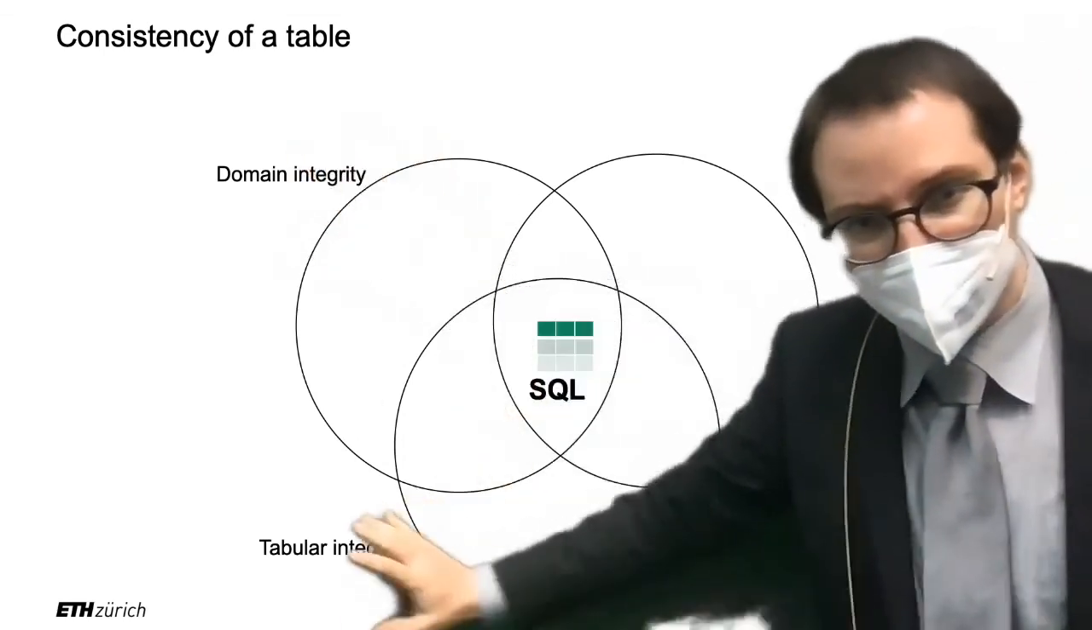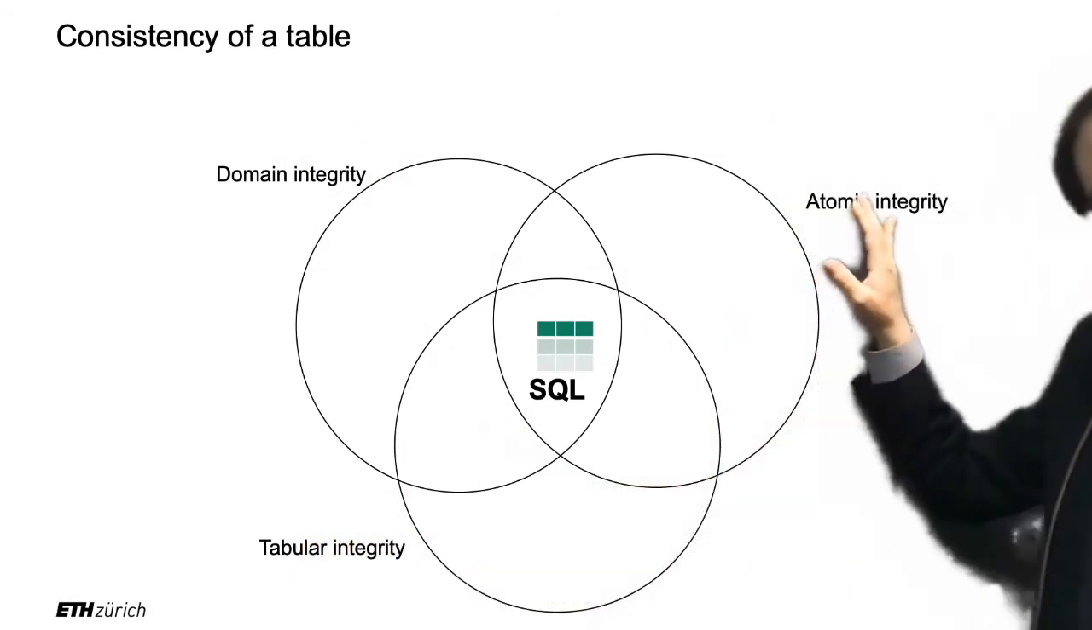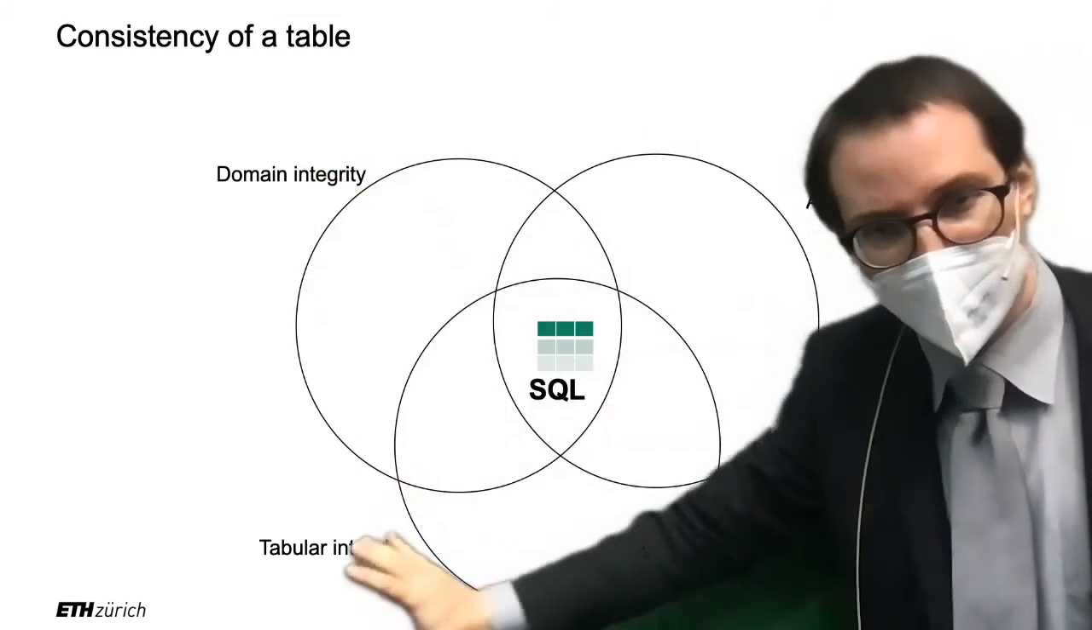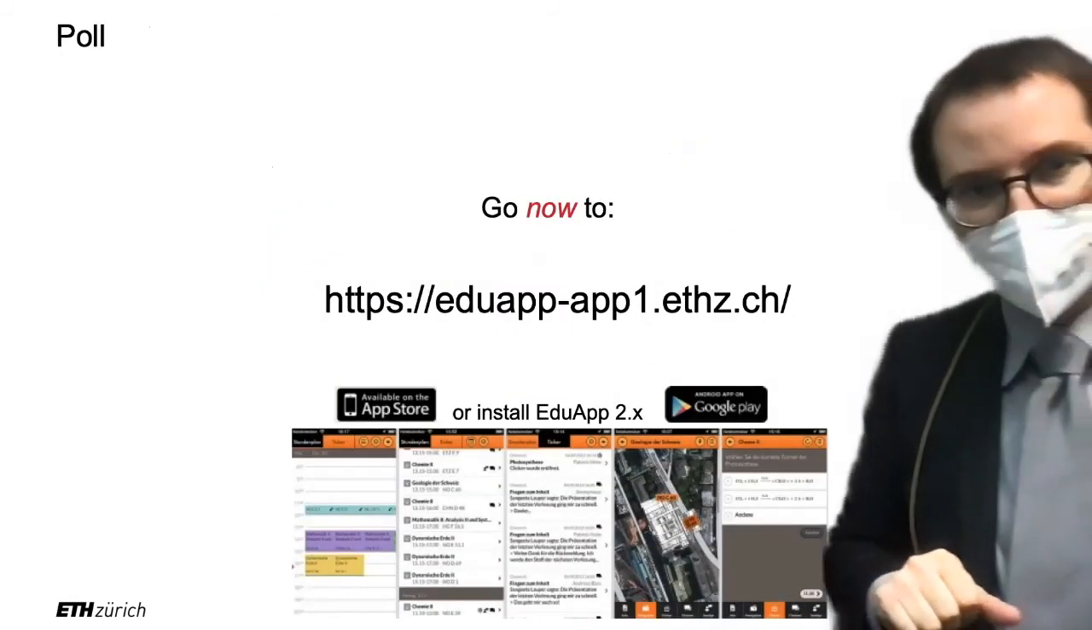Okay, so now you have the definition as a set of maps, and you add on top domain integrity, tabular or relational integrity is just the same thing. I should have fixed it, and atomic integrity. So you have these three additional constraints on the set of maps.